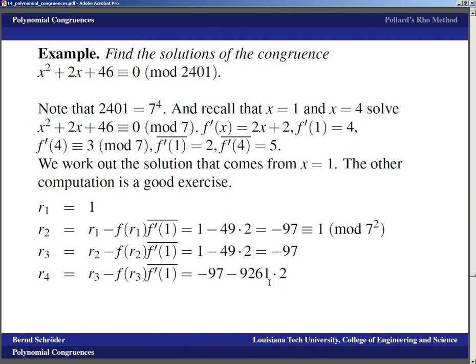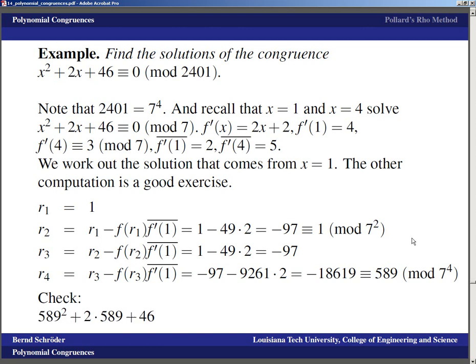9,261, and that's of course something that we work out with a calculator. I'm not going to do the mental acrobatics here, I'm getting a little tired. If you work that out, that's negative 18,619, and that is equivalent to 589 modulo 7 to the fourth. That is all stuff where you just use a machine, or at least I did use a machine. The arithmetic is within range, but I really don't want to do that in my head right now. Double check, however, that's very important.